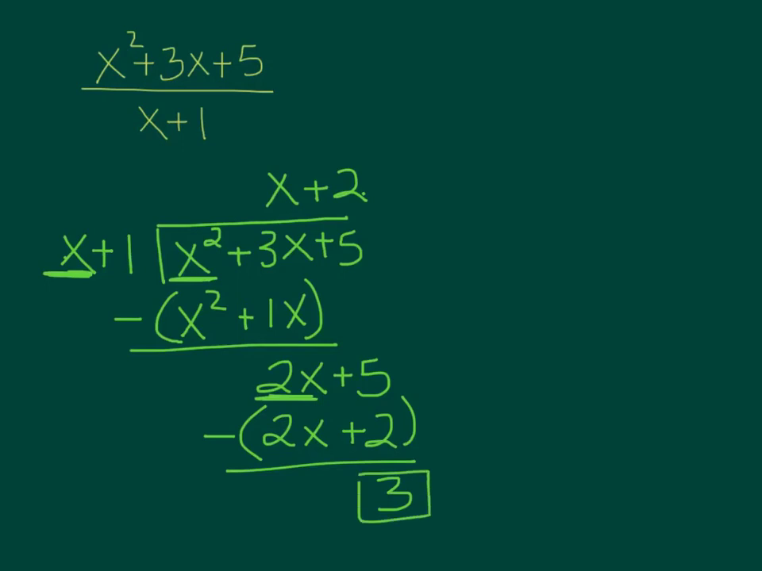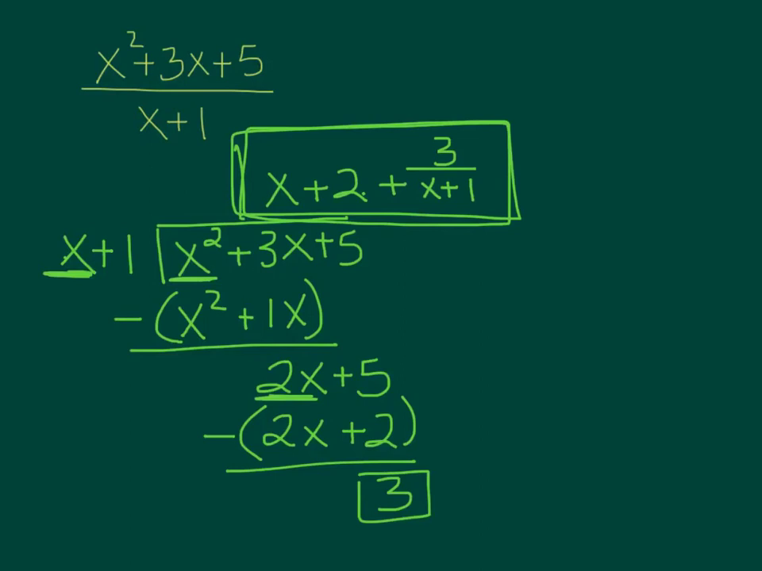And just like when we were doing this with the numbers, you just put a plus, and then you put your remainder over what you were dividing by in the first place. So it's x plus 2 plus 3 over x plus 1. That's your solution. And you can box that just like in the top of this division, just like that.